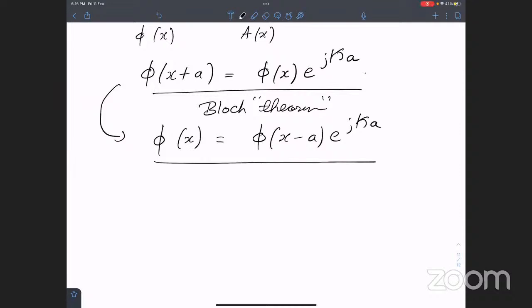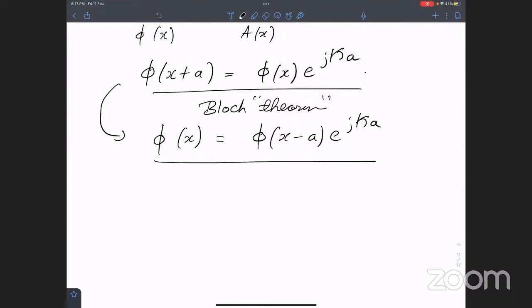So any wave function that satisfies the Schrodinger's equation in a periodic potential must satisfy this particular thing. The wave function at x plus a should be equal to the wave function at x times e to the power jka, right? Now you can verify, you can take the probability at x plus a and the probability at x, and you will see that the probability at x plus a is equal to the probability at x. So clearly this gives us a periodic probability also. That is how this theorem comes into play.